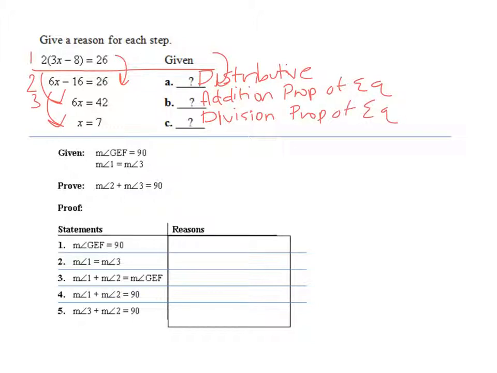Okay, now let's look at the second proof. Sometimes I usually write conclusions and justifications, but you can also see it as statements and reasons. It's the same thing. So we're going to fill in the reasons for each one. So the first one, why do we know that the measure of angle GEF is equal to 90? Well, that's up here in our given, so I'm going to write given. Same with this one. That's given.